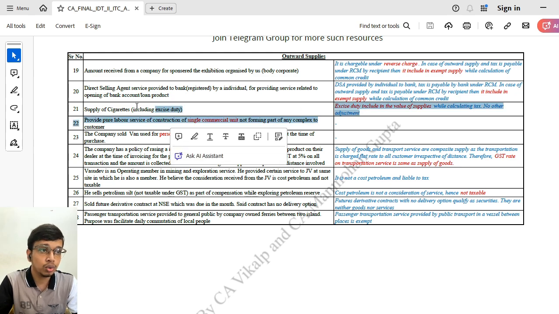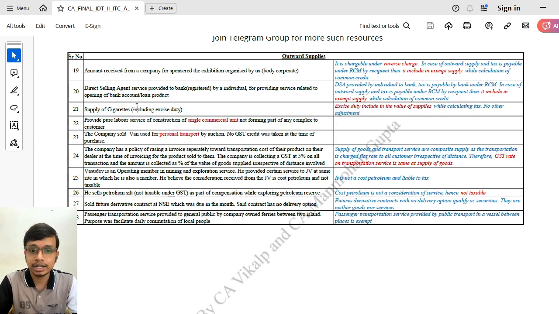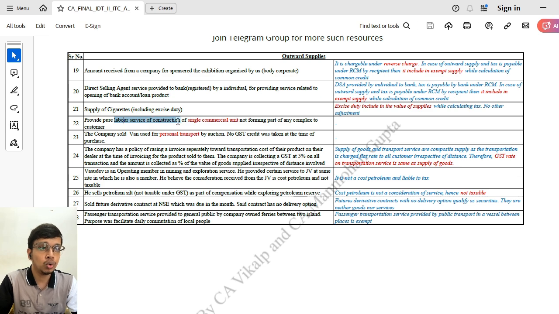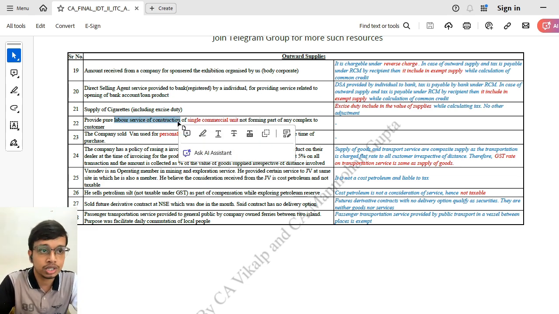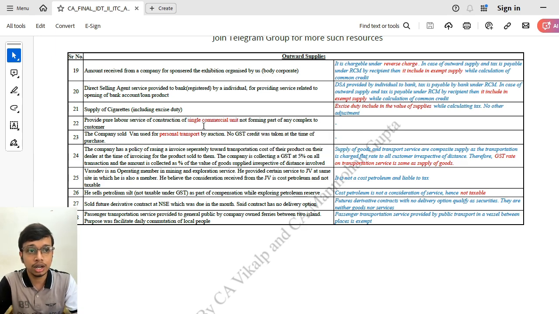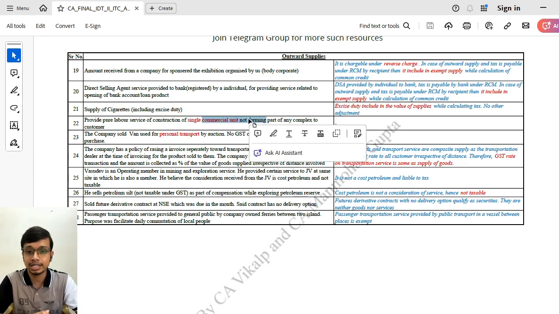Supply of cigarettes including excise duty is considered an outward taxable liability, but the tax will be calculated on the value including excise duty. Next point, pure labor services of construction of a single commercial unit, not forming part of any complex. This is for a single commercial unit, that's why it is taxable and outward tax liability has been created. But if it is for a single residential unit, then it is considered as an exempt supply.